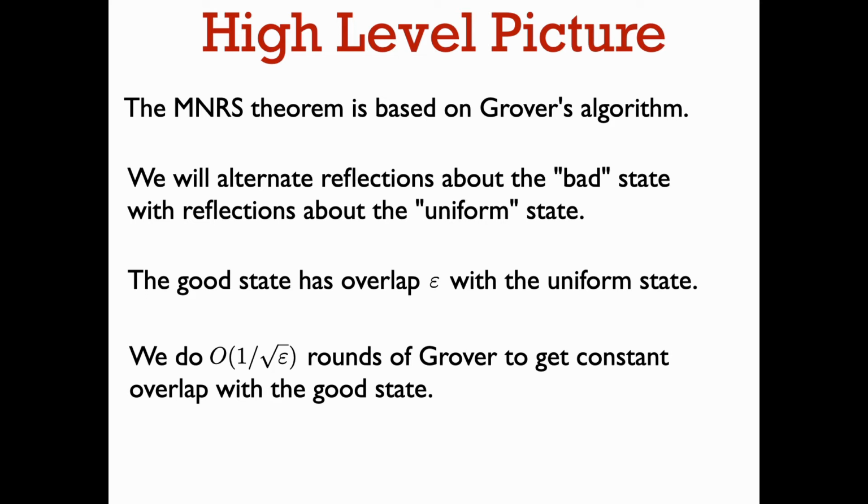By assumption, we know that the good state has overlap epsilon with the uniform state. So by doing order 1 over square root of epsilon many rounds of the Grover iterate, we can arrive at a state that has constant overlap with the good state. When we measure this good state, we will have constant probability of seeing a marked vertex.